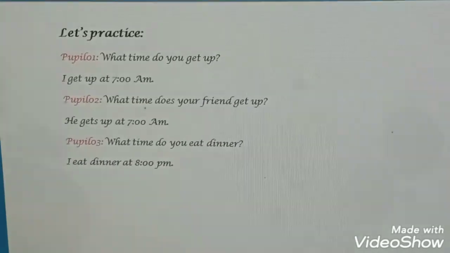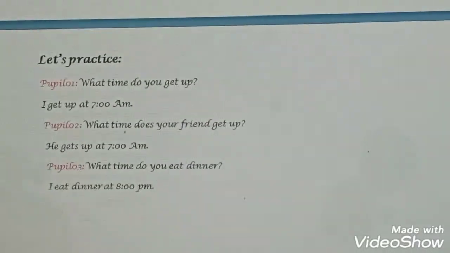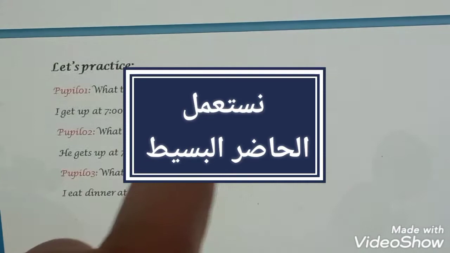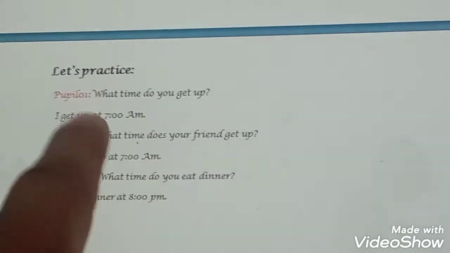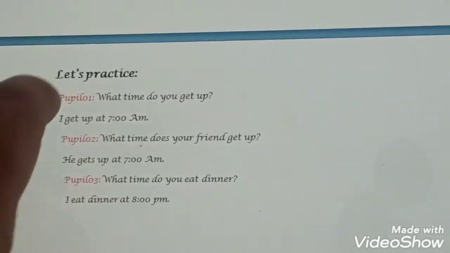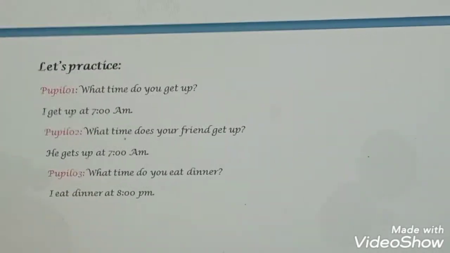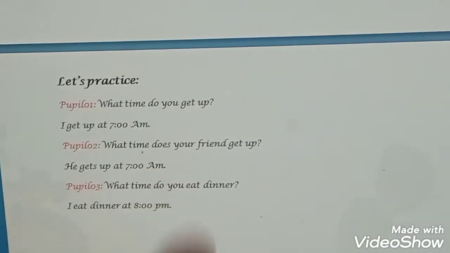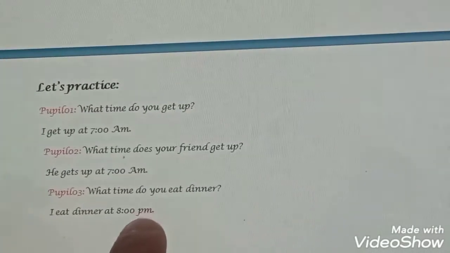Let's practice. What time do you get up? I get up at 7 o'clock a.m. What time do you get up? Get up is the daily activity. I get up at 7 o'clock. I use the verb in the simple present tense. Person 2, what time does your friend get up? He gets up at 7 o'clock a.m. Person 3, what time do you eat dinner? I eat dinner at 8 o'clock p.m.